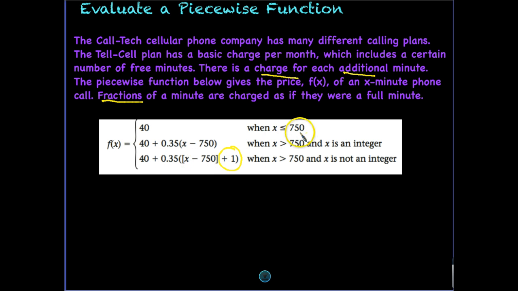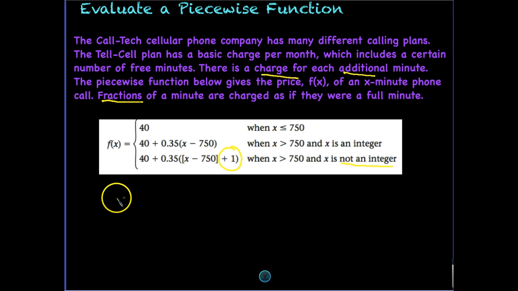So notice then our domain. We use the first equation when the number of minutes is less than or equal to 750. We use the second equation when the number of minutes is greater than 750 and the number of minutes is an integer. Remember that an integer is a whole number, like 1 or 2 or 3 or 4. Something that is not an integer would be 1.2. So if you talked on the phone for 1.2 minutes, that would not be considered an integer. So you use this last equation when the number of minutes you talk on the phone is over 750 and not an integer.